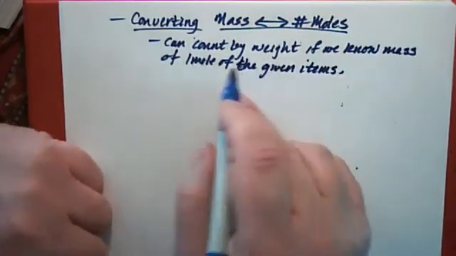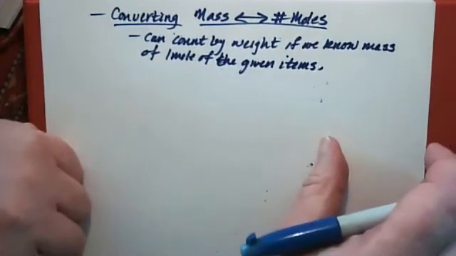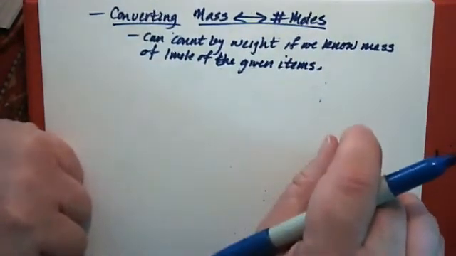And so it is possible to count by weight if we know the mass of 1 mole of the items that we're concerned with.